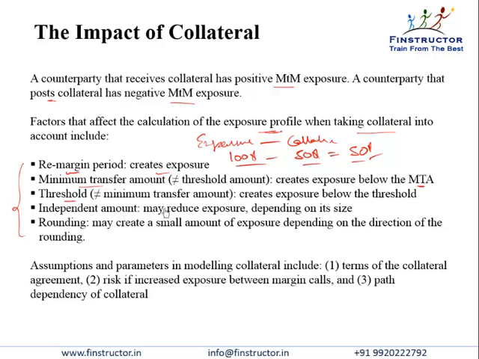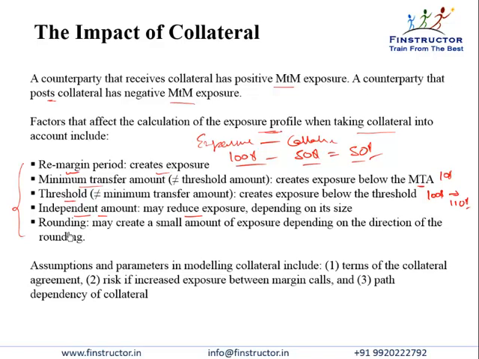The threshold itself is an exposure. So this is the minimum amount of our exposure after which a collateral call would be made. So if $100 is the threshold and $10 is the minimum transfer amount, then at least $110 will be the value of our exposure before which we will even call the collateral. If there is an independent amount, then that may reduce the exposure. This is like the initial margin.